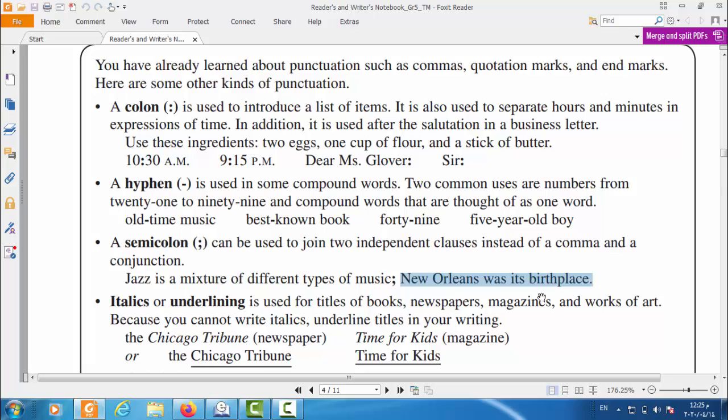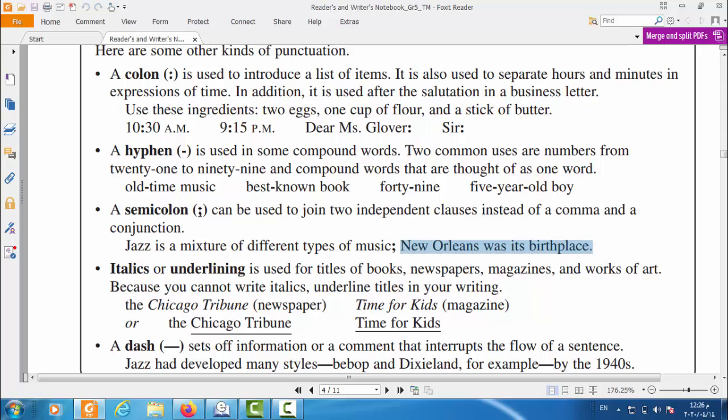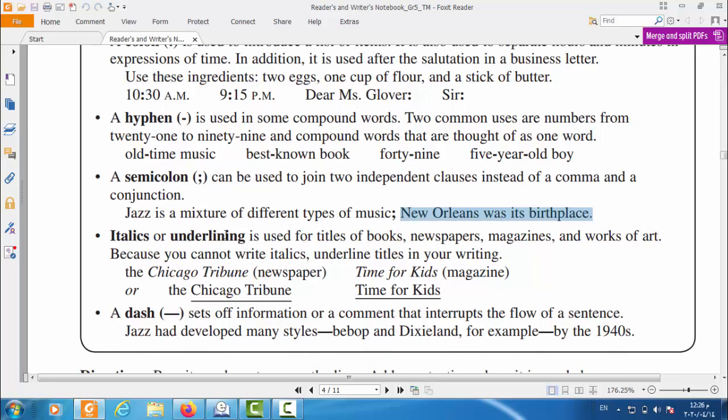So New Orleans was its birthplace. I can put this one alone. And jazz is a mixture of different types of music. I can put it alone, or the sentence in here can stand alone. That's why I said it's independent in here, okay? This is the semicolon. Number 4, I have italics or underlinings.